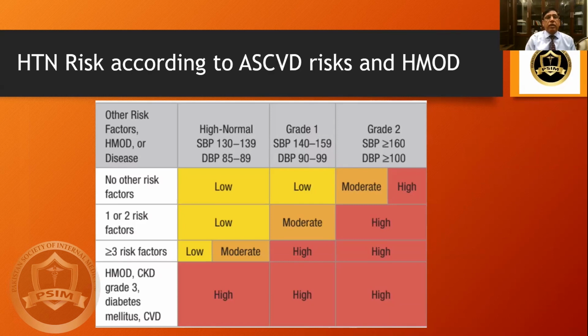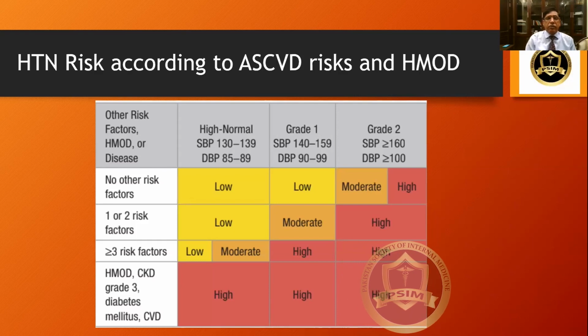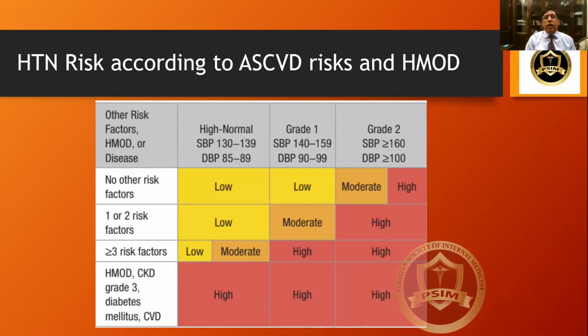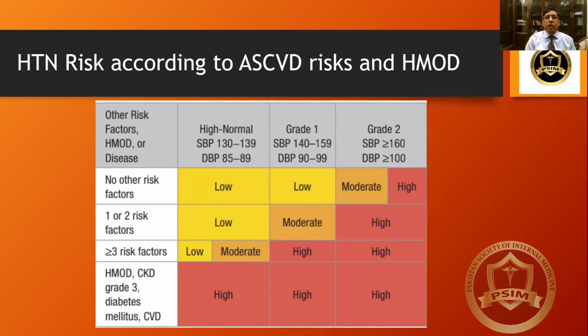your patient may be falling in the high normal category with no risk factors, so the overall cardiovascular disease risk is low, as opposed to someone who has grade 2 hypertension and already has hypertension-mediated organ damage or CKD or diabetes, or maybe other cardiovascular disease events like a previous stroke or MI. So he is in a high risk category needing early or urgent attention.